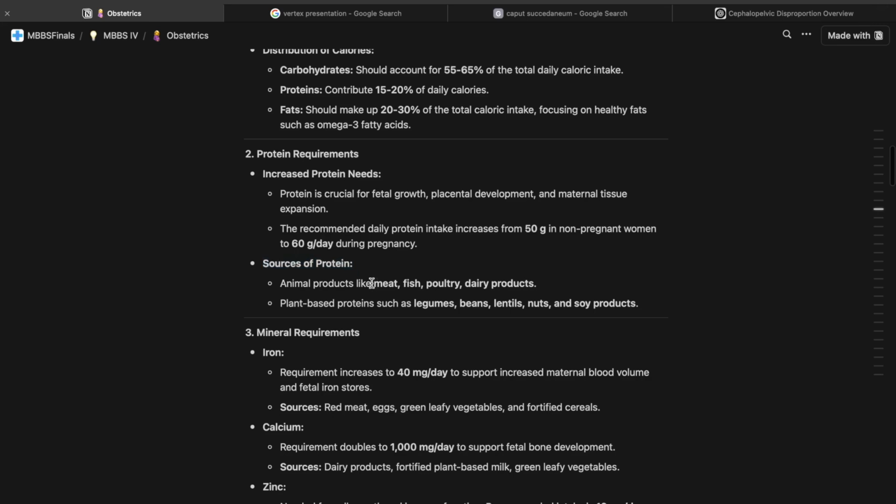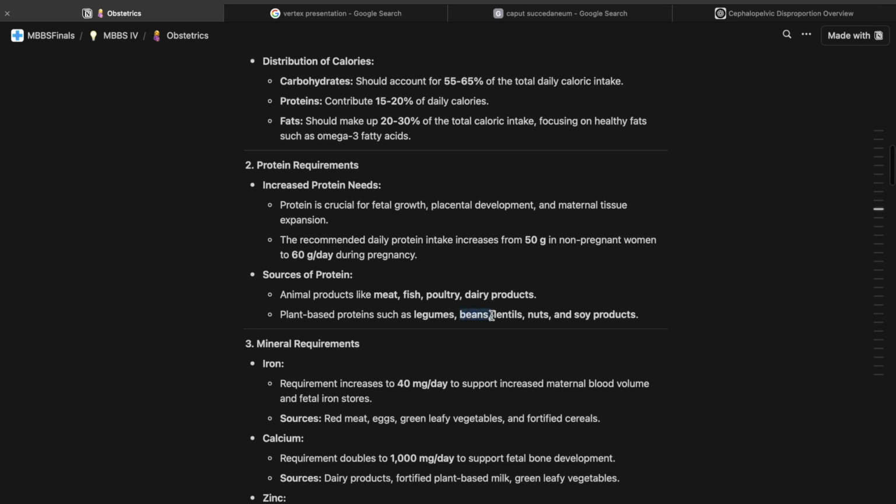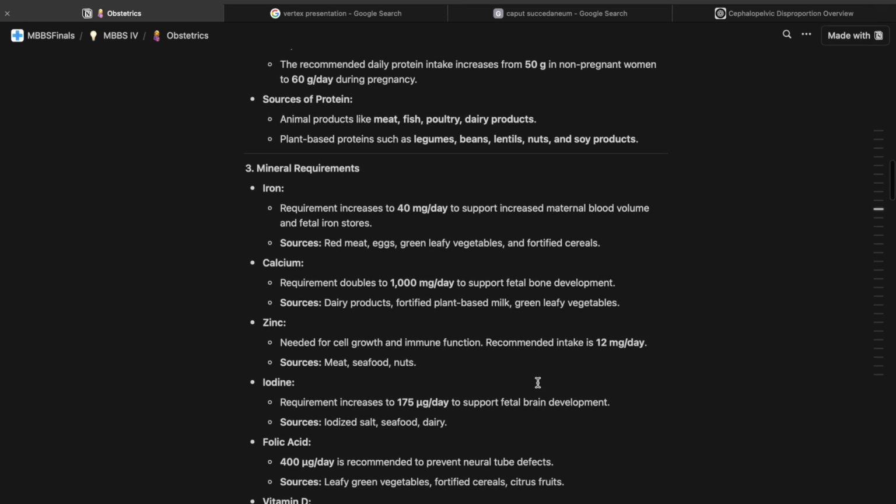Sources of proteins: meat, fish, poultry, dairy products. Plant based: legumes, beans, lentils, nuts and soy products. So, I never knew about this. Beans have so much protein, and it is almost comparable to meat, chicken, especially the kidney beans. They have almost similar protein content, in terms of concentration per gram. I recently got to know about it.